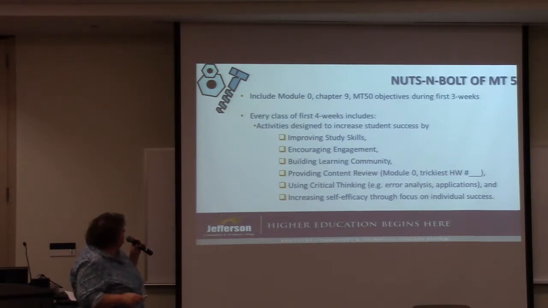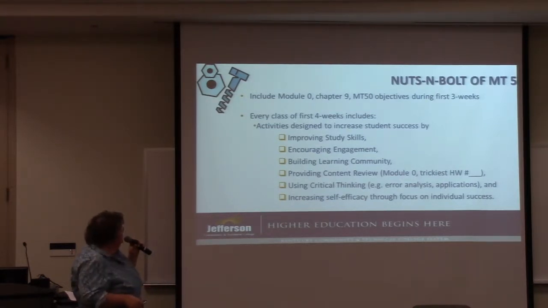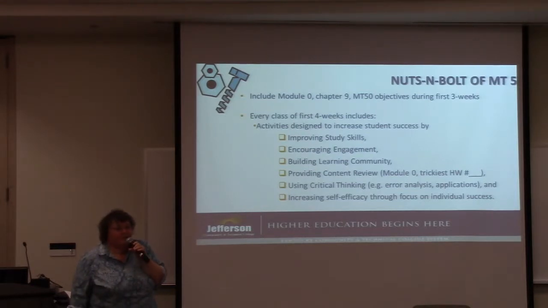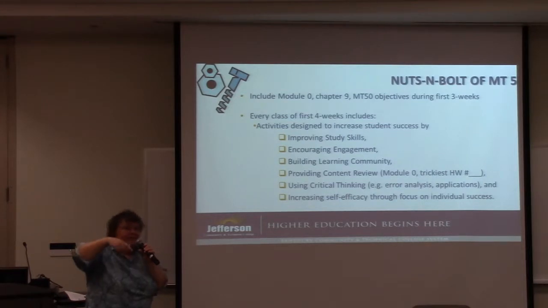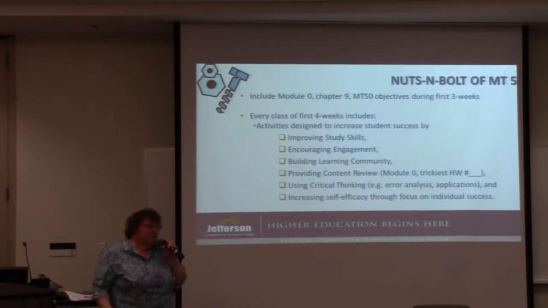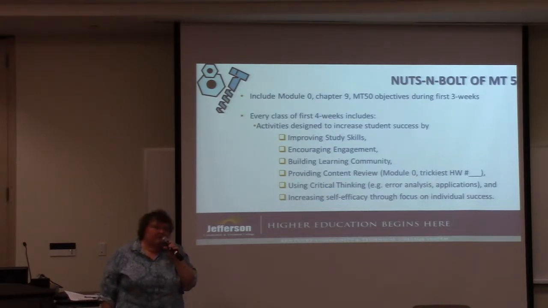And these activities included study skills. There was always an engagement activity, something that got them to interact with each other and with me. Learning community is a big key in this, because under-resourced students feel like they don't belong. By building a learning community, they do feel like they belong. Providing content review: myself and one of the other instructors actually did all the homework in Math 6.5 with our students. So we could go in class and say, okay, this is the one you'll have trouble with. And we'd work it on the board, and they were amazed that we knew what their homework was. Critical thinking, we did application problems. We also had them do error analysis, which is where they take their test and determine why they got the problem wrong, what the mistake was, how to correct it, and then increasing self-efficacy through a real focus on the individual success of the student.